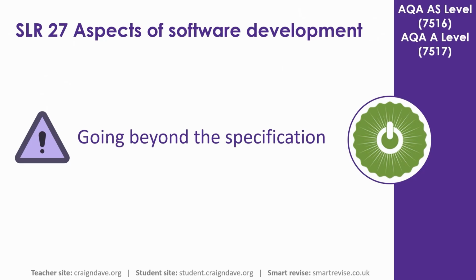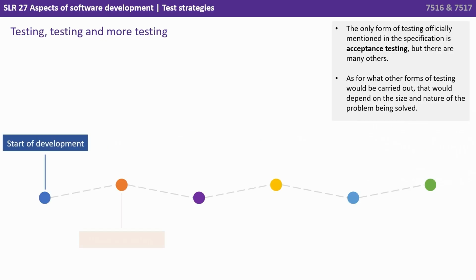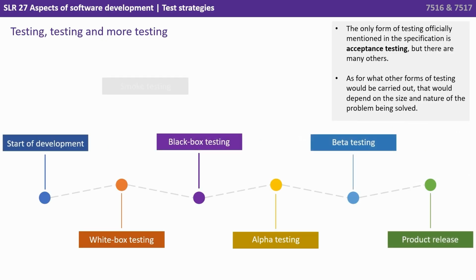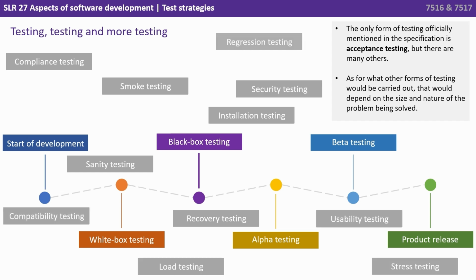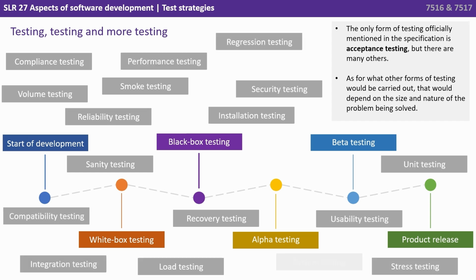If you'd like to learn a little bit more about the scope of testing, pop your pen down and watch the rest of this video. So the only form of testing officially mentioned in the specification is acceptance testing, but there are many others like the ones we've mentioned in this video. As for what other forms of testing would be carried out, that would depend on the size and nature of the problem being solved.